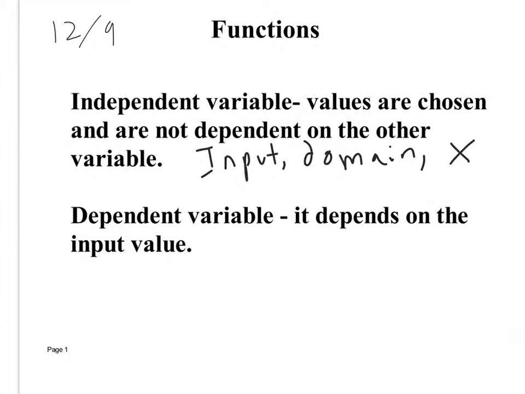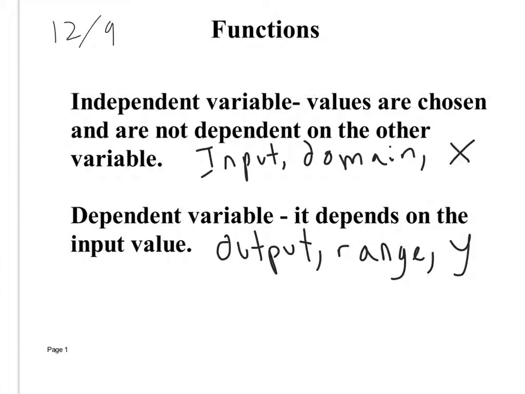So let's go ahead and identify what else they call it. It's the output. They also call it the range, or also known as y. The dependent variable is your output, it's your range, it's your y, it's every one of those. They all mean the same thing. But those depend on what the input is. They are affected by the input.